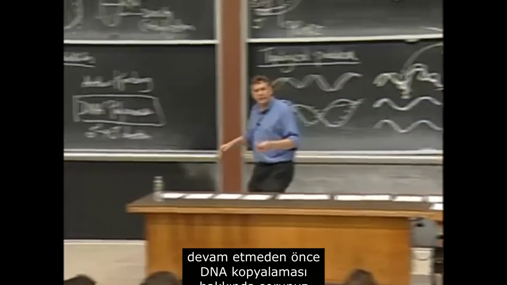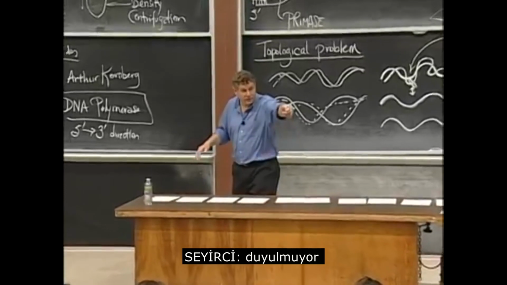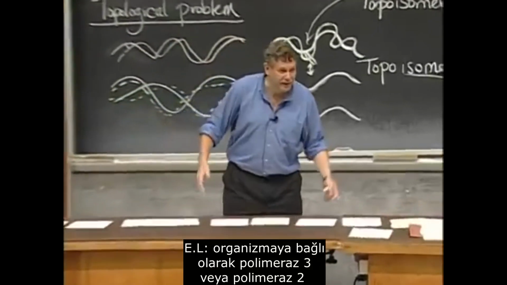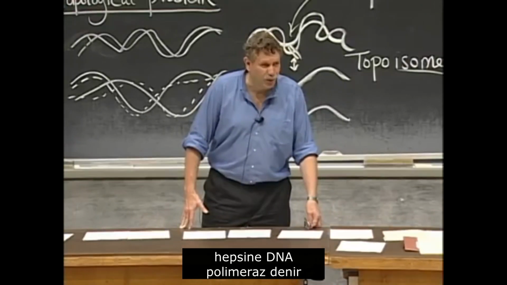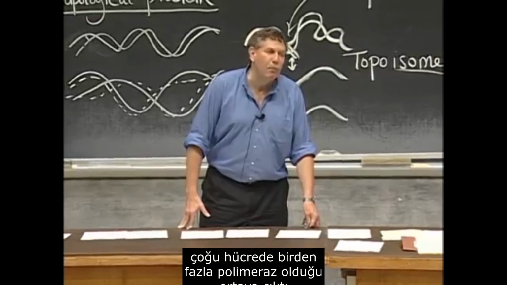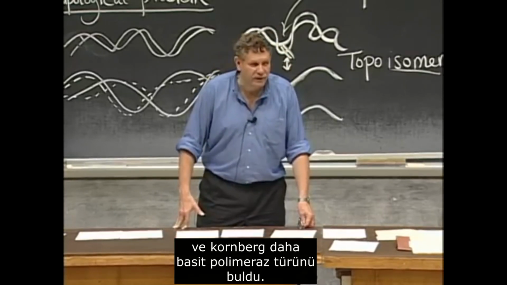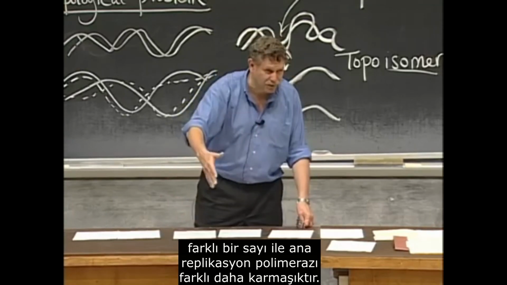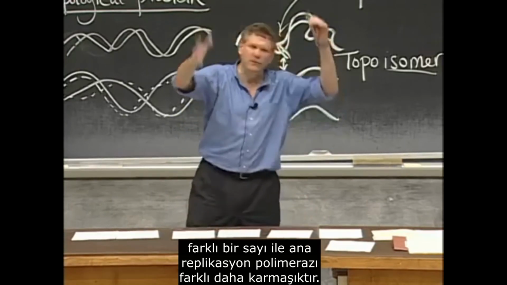Any questions about DNA replication before I go on? Yes? Polymerase 3 or polymerase 2, depending on the organism. They're all called polymerases. They're all DNA polymerases. They just get different names and numbers. Turns out most cells have multiple polymerases, and Kornberg found a kind of simpler polymerase. The main replication polymerase, also called polymerase, but with a different number, is a different, more complicated enzyme.